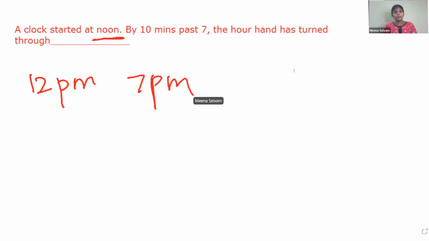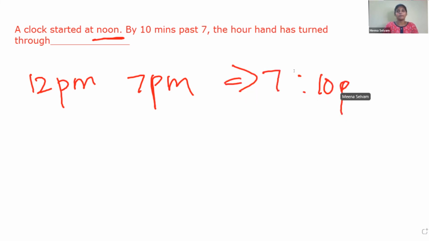Okay, so 7 p.m. and read the wordings again. By 10 minutes past 7. Past means after 7 o'clock, 10 minutes is over. So the timing is 7:10 p.m. Do you get it? How to derive the time from the wordings? Last time they gave directly 10:25 p.m. Here they're giving it in words. So you should be able to properly decode it.